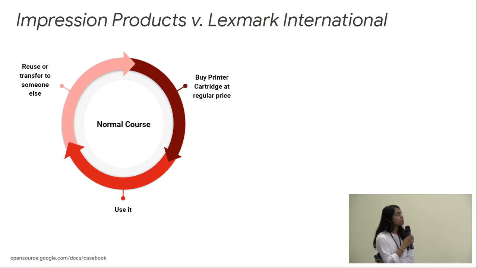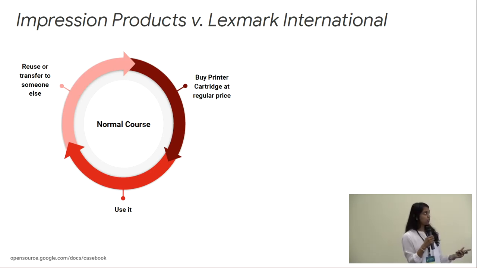Lexmark. Lexmark makes printers and ink cartridges. If any of you have bought a printer, you know that it's the biggest pain to have to continuously buy ink cartridges, and that's the most expensive part. Lexmark had two different situations for its customers. In the normal course, a customer can buy a cartridge at a regular price, use it, and then reuse it, transfer it. There are companies out there that will refill the ink, no problem.